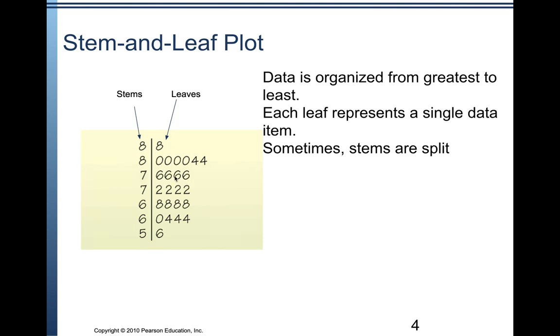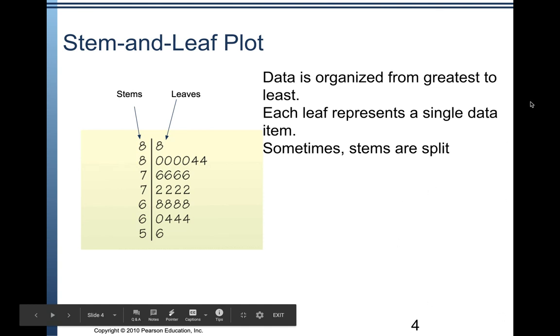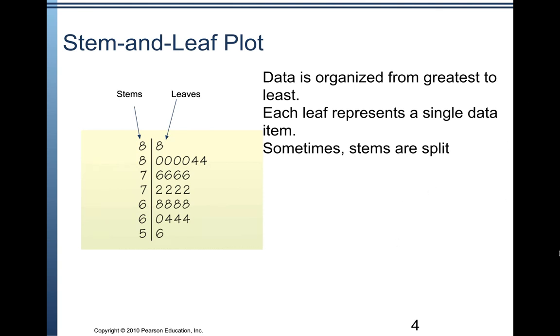So this row right here are all the data items from the upper half of the 70s, so 75 and above. And then here we have all the data items from the lower half of the 70s. And it goes down from there. When we split those like that, upper half and lower half of the 80s and the 70s, so on and so forth, we call those split stems. All right, so that is a stem and leaf plot.